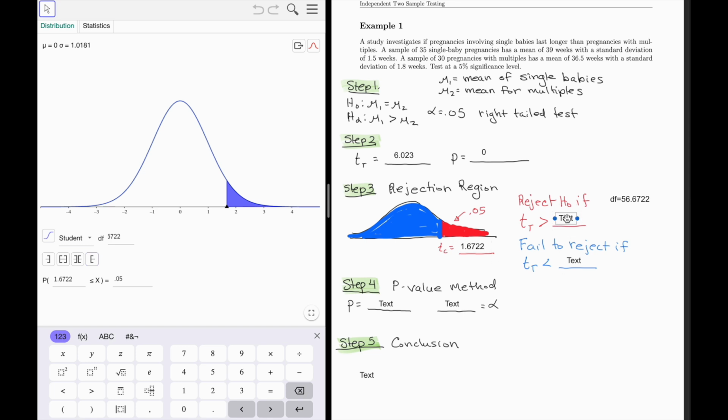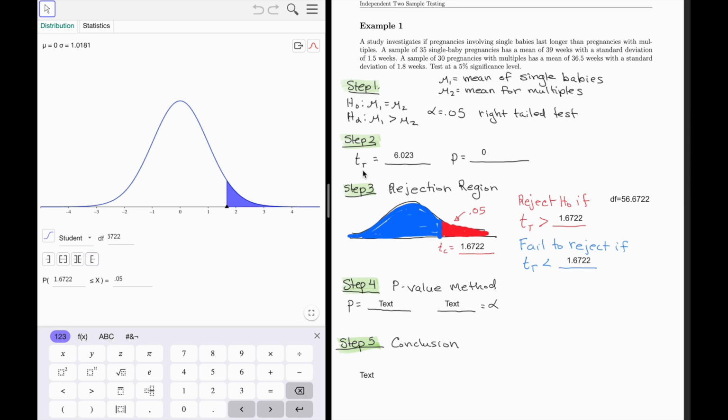So that means I'm going to reject H0 if it falls in this red region here. So if the test statistic is bigger than 1.6722, then I'm going to reject. We're going to fail to reject if it falls in the blue area, which is where it's less than 1.6722.